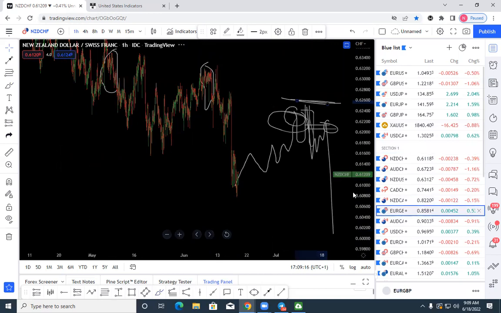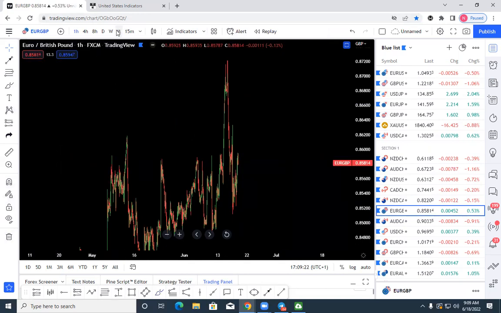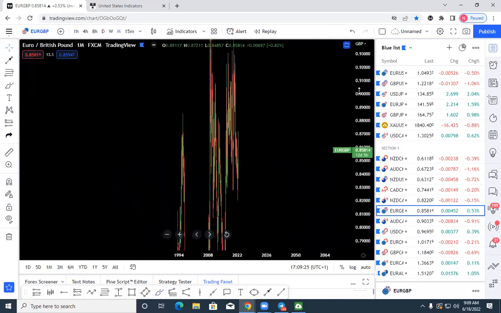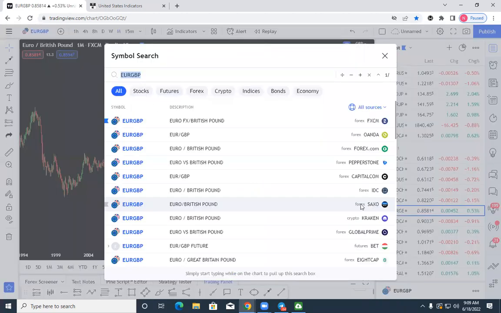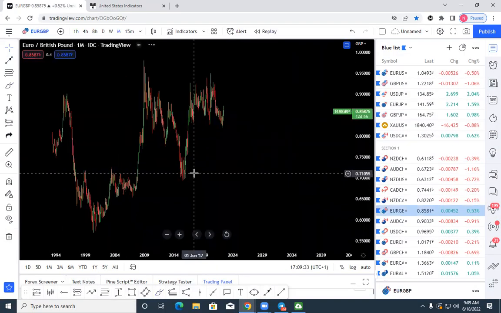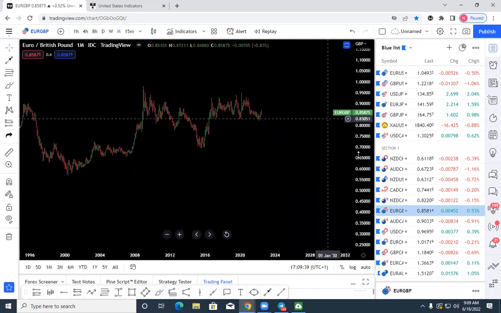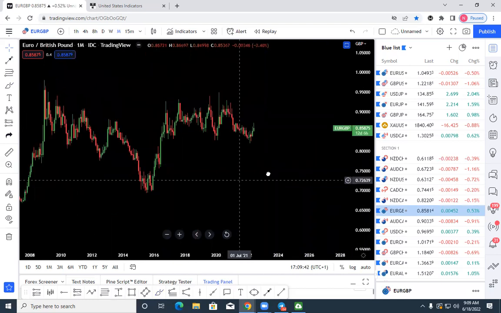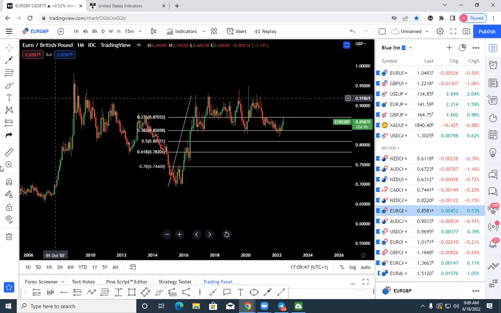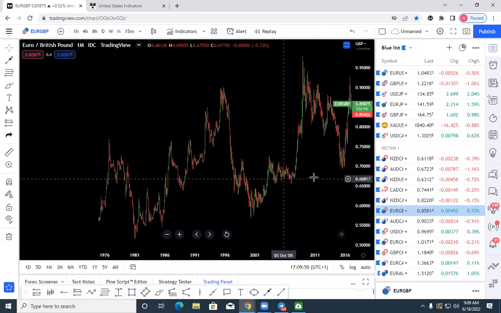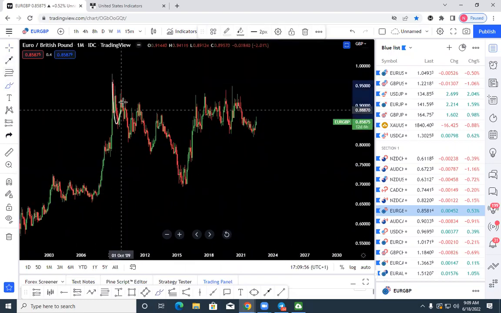Last but not the least, guys, EURGBP. All right? EURGBP, guys. Monthly time frame. Okay, let's go to IDC. IDC, give us better data, please. Okay. So this leg, guys, already you have seen that this market is flowing up. You can see that you have a complete three-wave structure here.